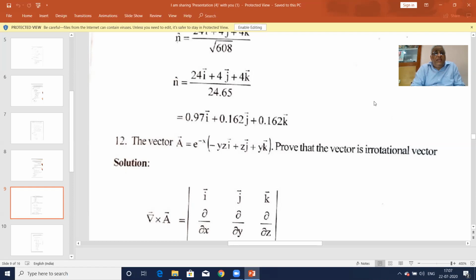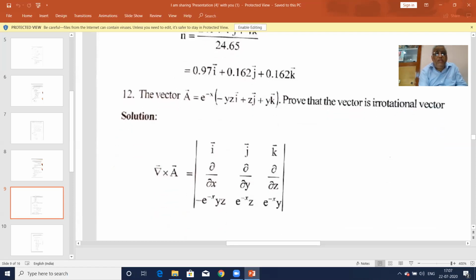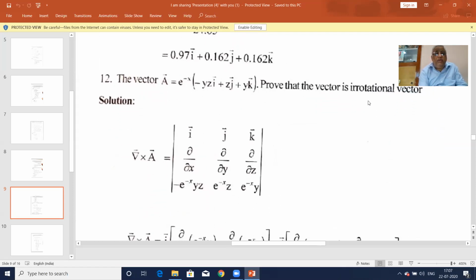A vector is given as e to the power minus x, bracket open, minus yz i plus z j plus y k. Prove that the vector is irrotational. Curl of A is equal to the determinant with i j k, dou by dou x, dou by dou y. As usual, we write it in our determinant form.